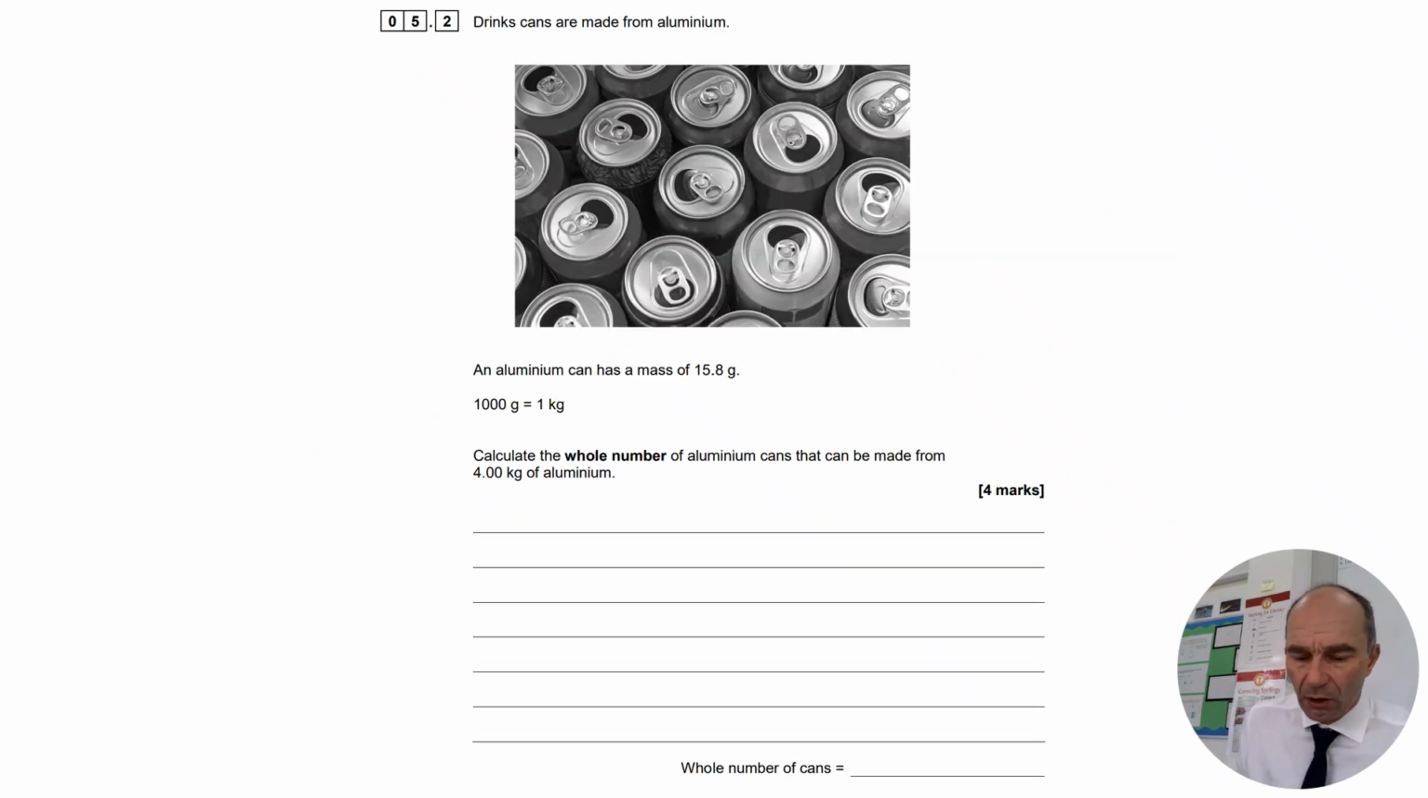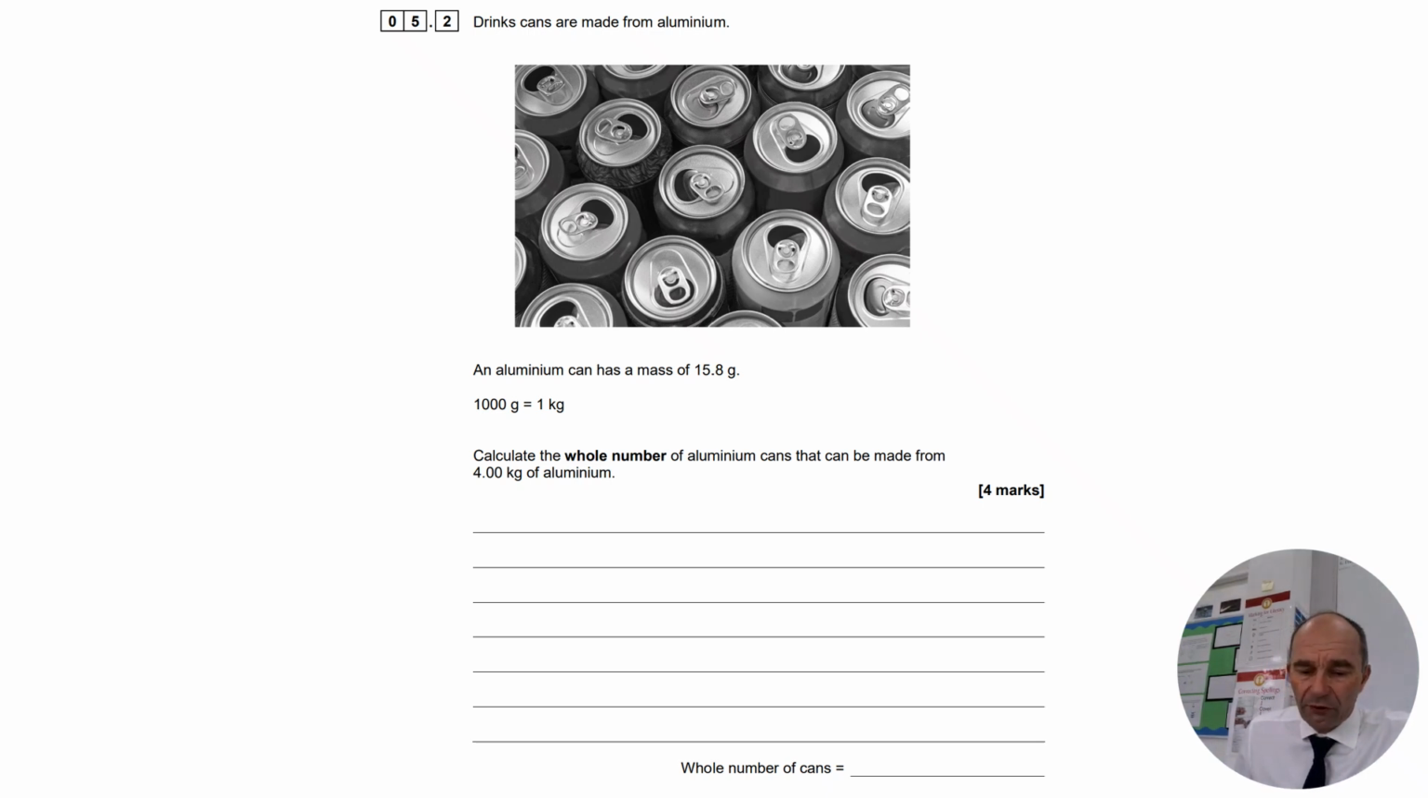Right, and then we've got another maths question. So drink cans are made from aluminium. I even have to show you a drink can to show you what it looks like. An aluminium can has a mass of 15.8 grams. It's telling you here that there's 1,000 grams in 1 kilogram. So calculate the whole number of aluminium cans that can be made from 4 kilograms of aluminium. Now there's 4 marks up for grabs, which seems very generous.